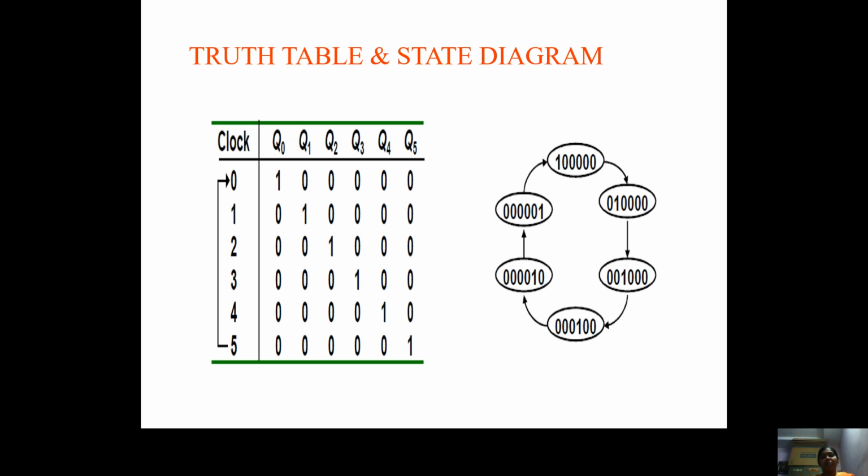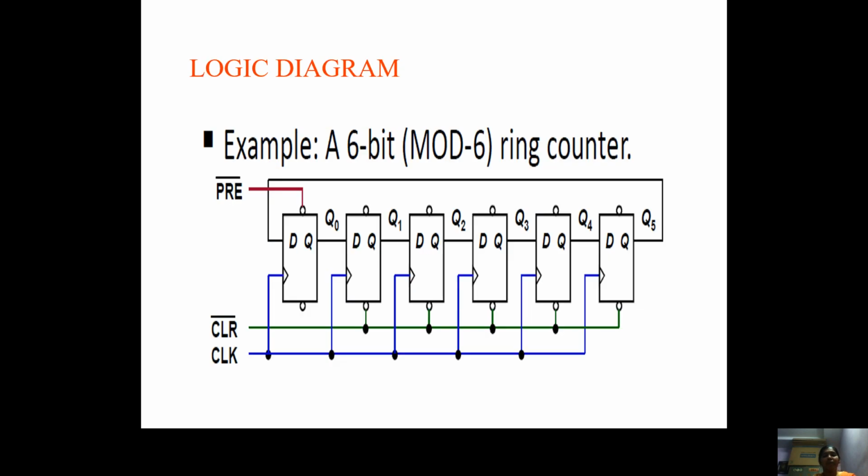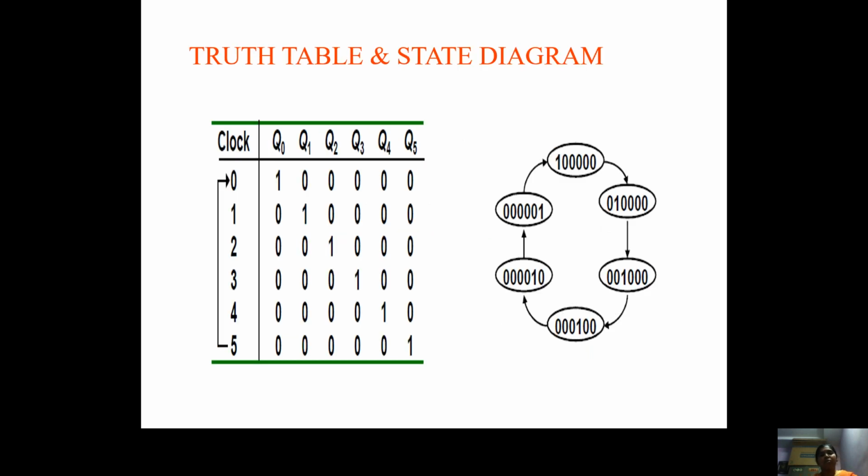During the occurrence of the next clock pulse, since Q0 is 1, what will be the input to the second flip-flop? Q0 is 1, so D will get 1. Only the second flip-flop will set now, and the remaining are all at 0, 0, 0, 0. Why? Because those outputs are 0, 0, 0, 0 respectively. And during the occurrence of the third clock pulse, since Q1 is 1, the third flip-flop is going to be set and the remaining are all at 0, 0, 0, 0.